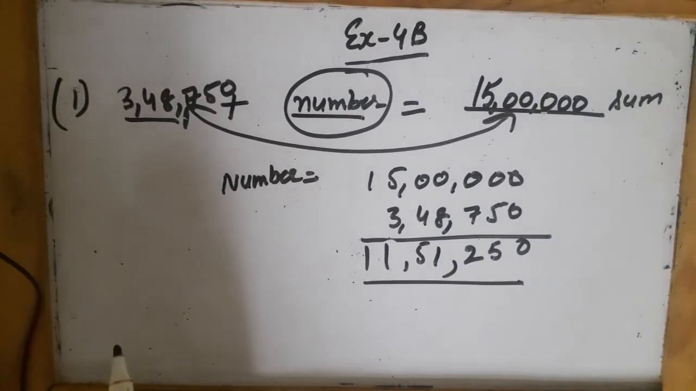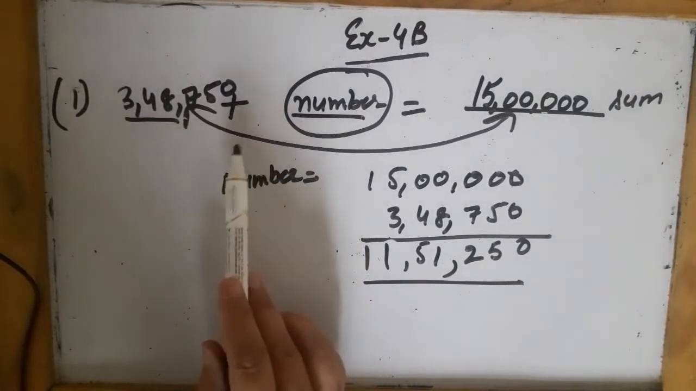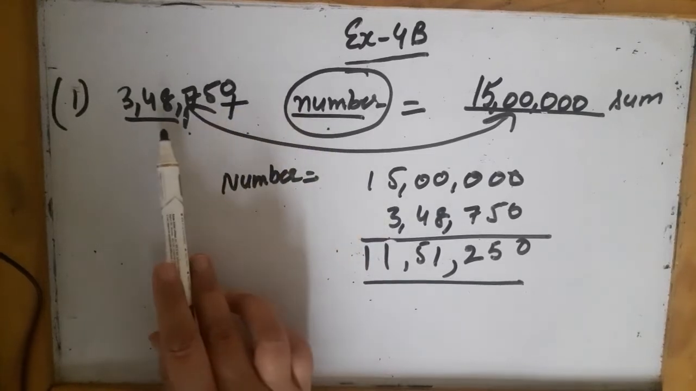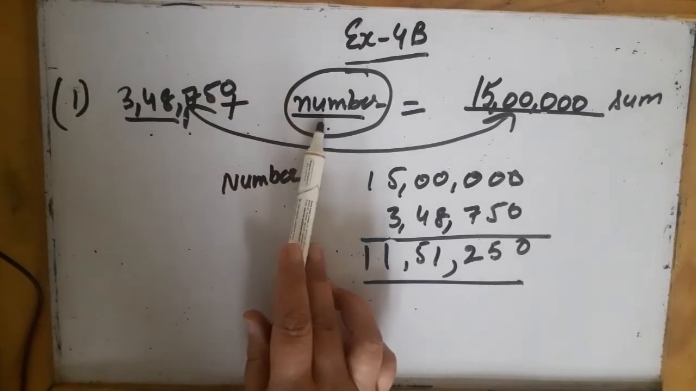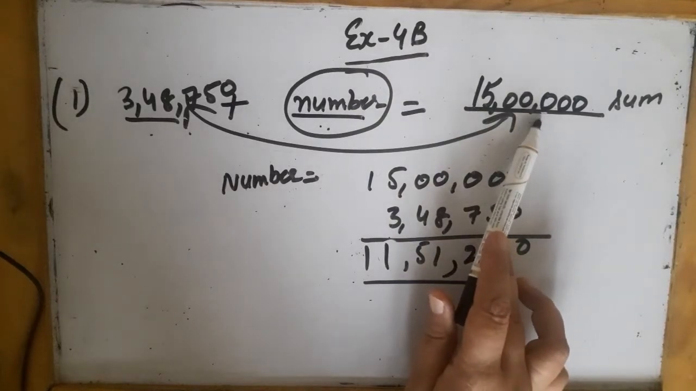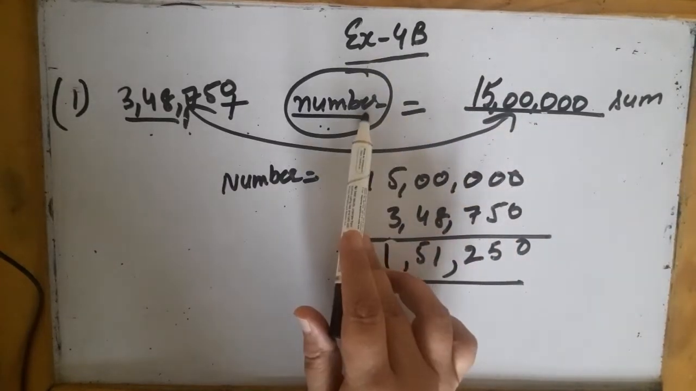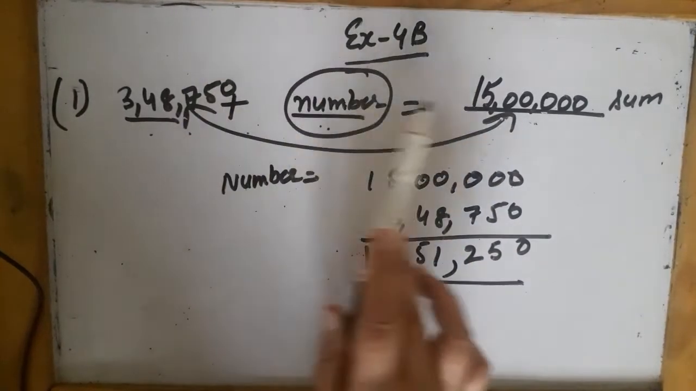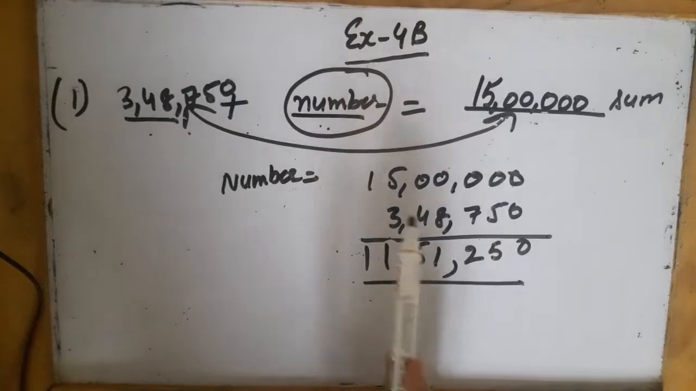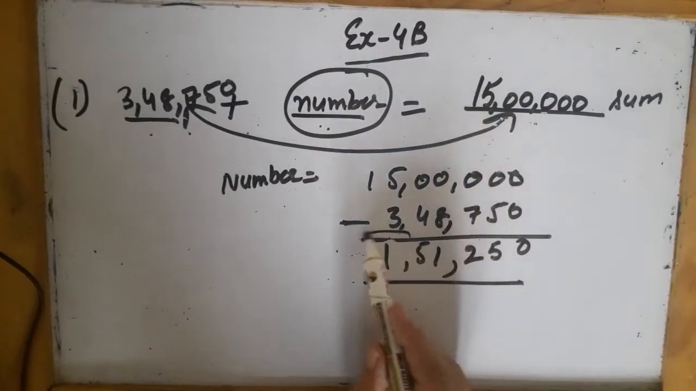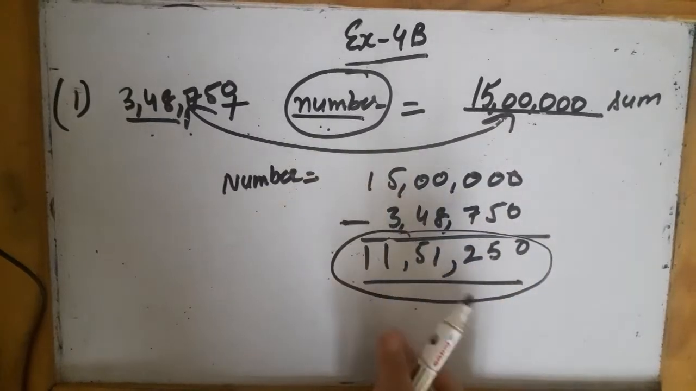So again they are saying the sum of this and a number. When I add 3 lakhs and one number, I get this. The sum is this and I have to find this number. So when I subtract these two numbers, I will get this number. So it means I have to subtract. So this is the number which is required.